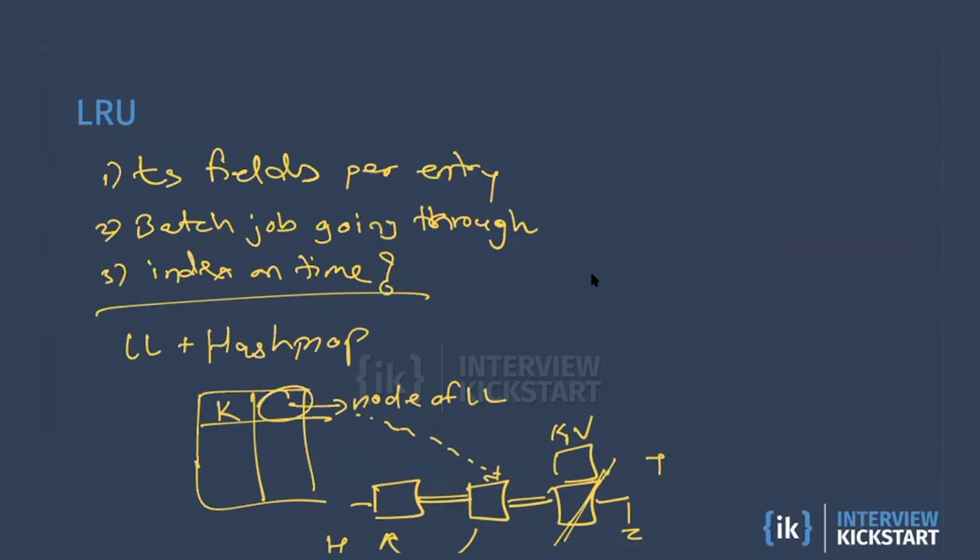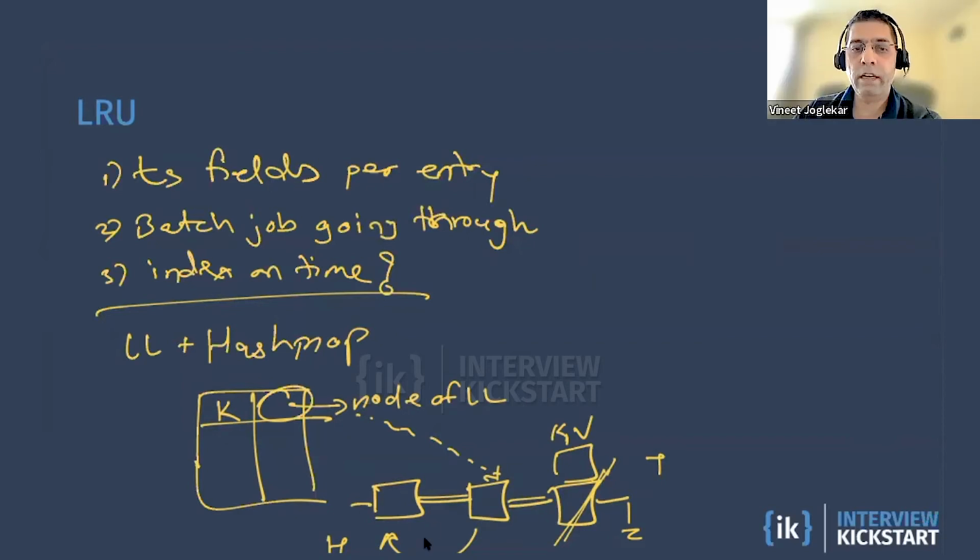And also, I think Vincent was asking, how will TTL work? Like how will the node be evicted using this approach when TTL has expired?